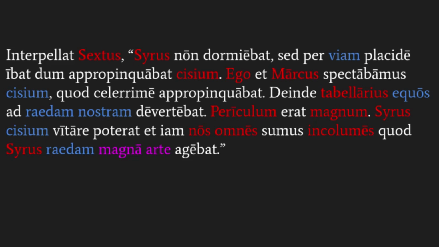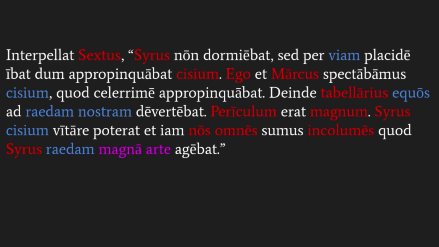Sextus interpellat. So Sextus interrupts. And he says, Cyrus non dormiebat, sed per viam placide ibat dum apropinquabat cisium. So Sextus interrupts, and he says, no, right? Because remember, Sextus was with Cyrus. He was sitting there when the carriage goes into the ditch. So he saw what happened. He says, Cyrus non dormiebat. Cyrus was not sleeping. Again, imperfect tense, he was not sleeping.